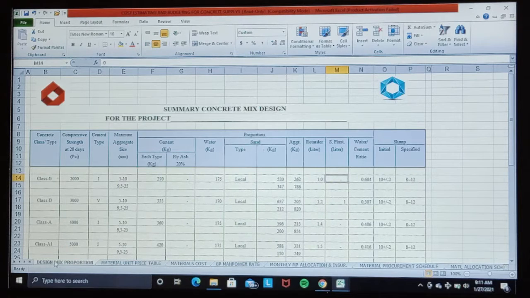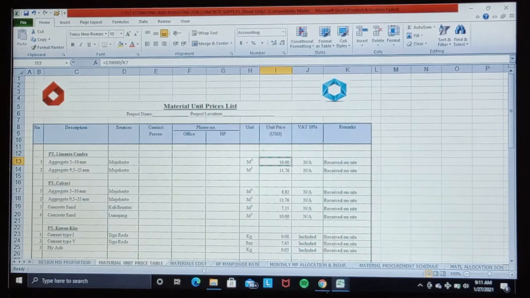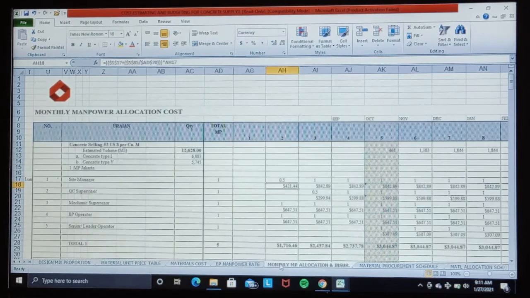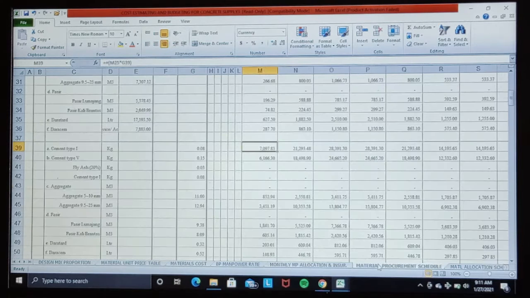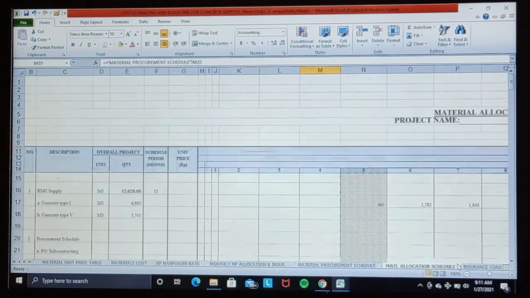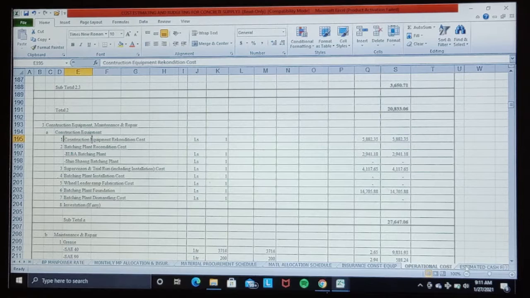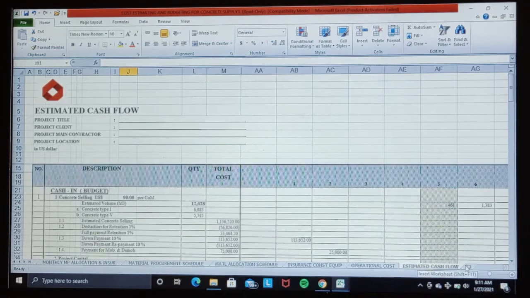I call this program cost estimating and budgeting for ready-mix concrete supply. This program consists of 6 worksheets. It has design mix proportion. You could see here material unit price table, base plan, manpower and its rates, monthly manpower allocation and insurance, material procurement schedule, material allocation schedule, insurance for construction equipment, operational cost, and the last one is estimated cash flow.